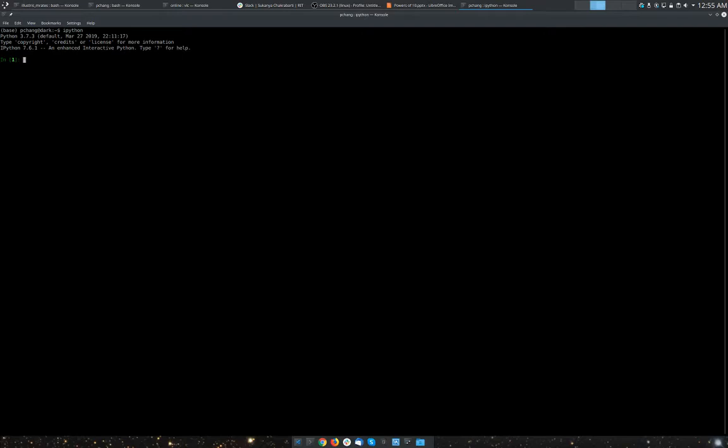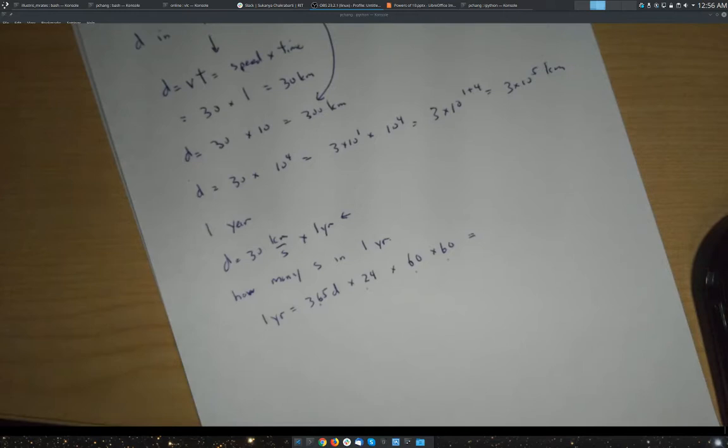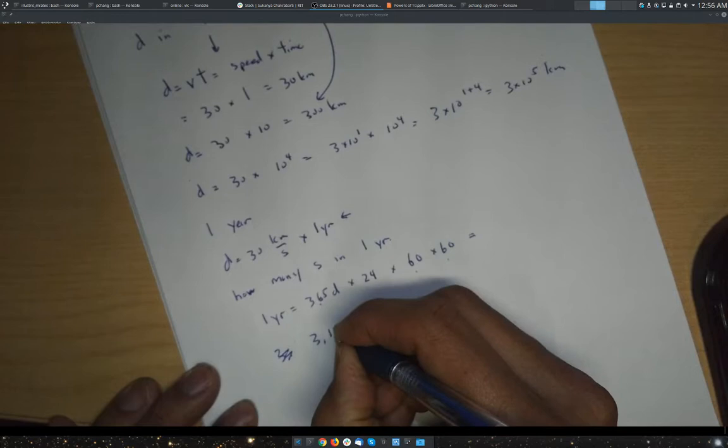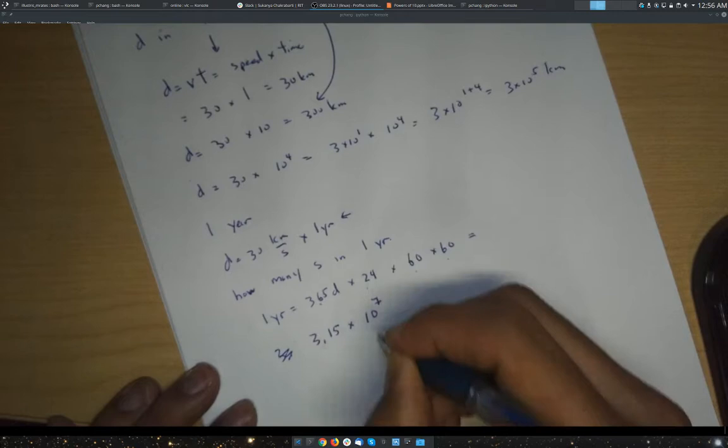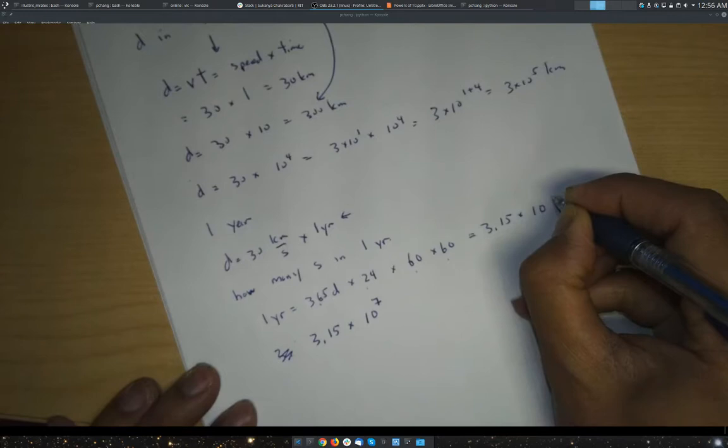So 365 times 24 times 60 times 60. So this is the number of seconds in a year, and you get something horrible looking. But if you just count the number of zeros here, this is going to be the number of decimal places. 1, 2, 3, 4, 5, 6, 7. So let's go back to the videotape here. Let's turn back screen capture. So we got 3.15 times 10 to the 7, since there were 7 decimal places. So 3.15 times 10 to the 7 seconds in 1 year.